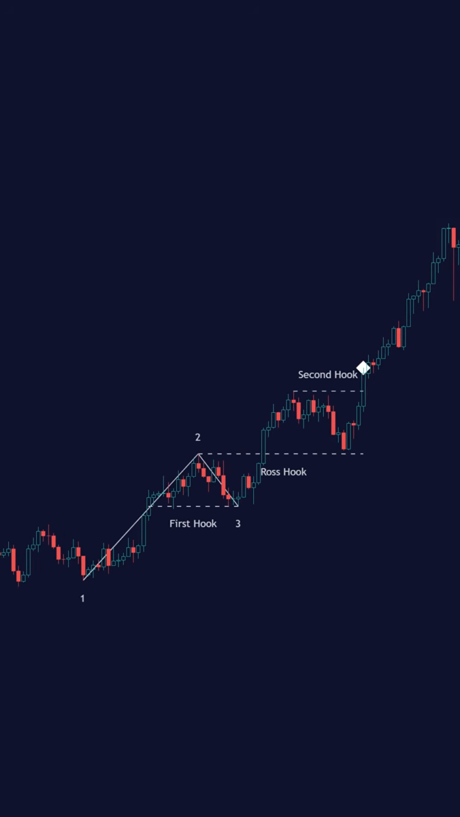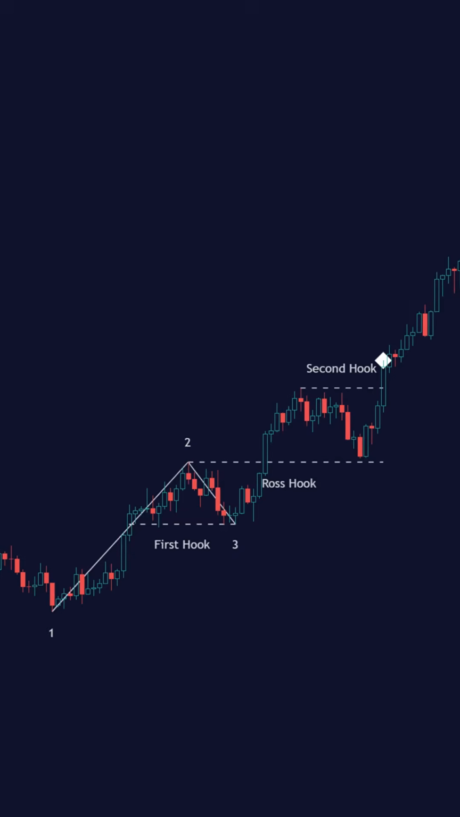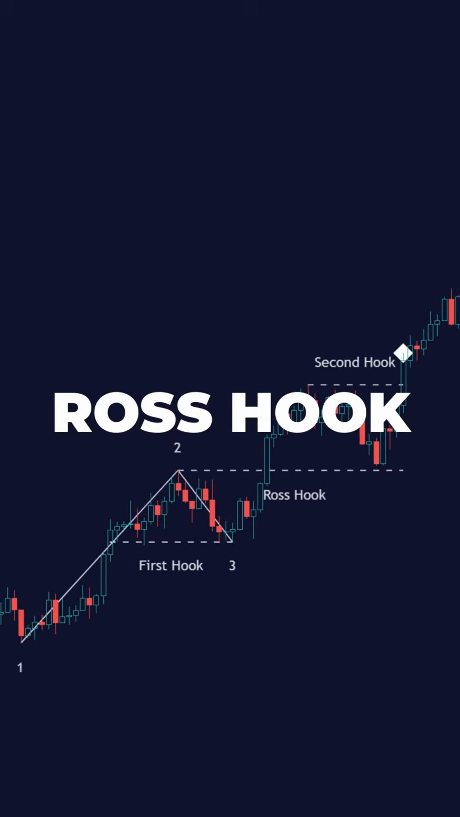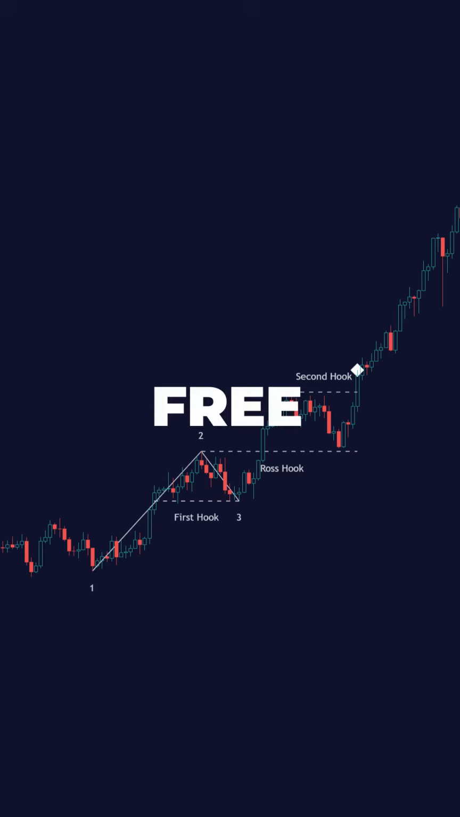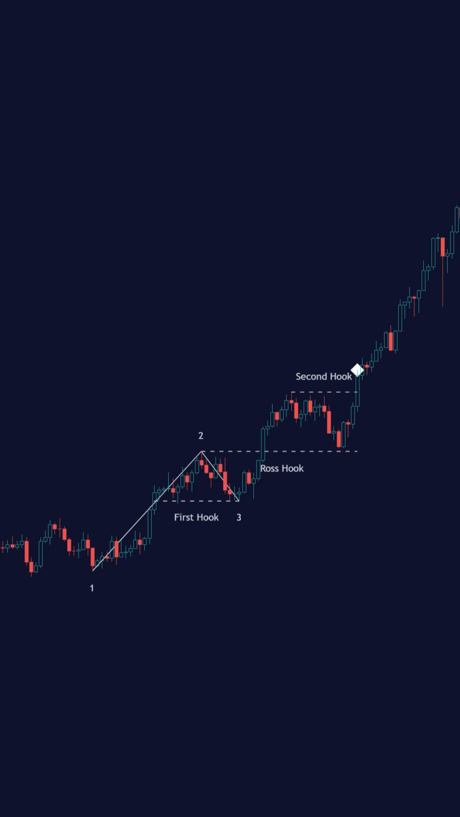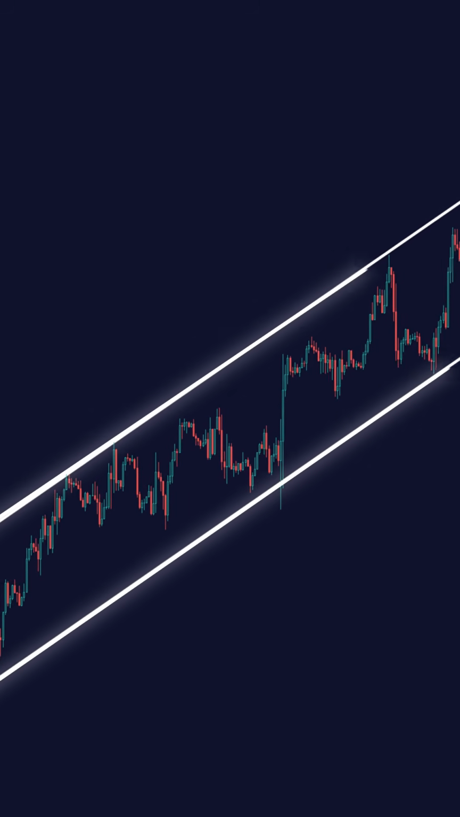Today I want to show you one of the most consistent and successful trading patterns that have been around for years. Let's introduce the Ross Hook formation and the free Ross Hook pattern indicator. This indicator and the knowledge about how to use it will take your trend trading to the next level.